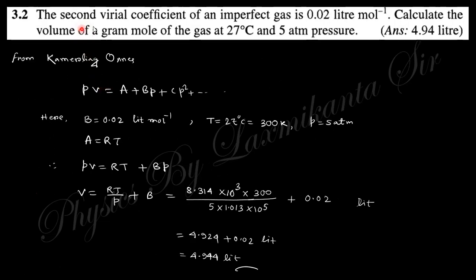The next question says the second virial coefficient of an imperfect gas is given as that. You know the Kamerlingh Onnes gave this expression for the real gas, and this is the second virial coefficient whose value is 0.02 liter per mole. Calculate the volume of a gram mole of gas at 27 degrees centigrade and 5 atmospheric pressure.